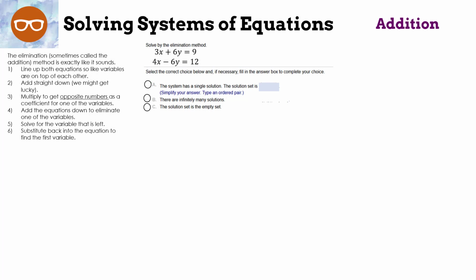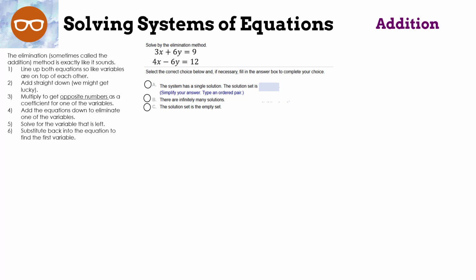The addition method. Now this is the last of the three methods we're going to look at. How do you do it? Well, I want to mention that sometimes the addition method is also called the elimination method in some books. First, we need to make sure that our x's and y's are lined up. What we're going to do next is add straight down because we might get lucky. That means we're looking for a 0x or a 0y.